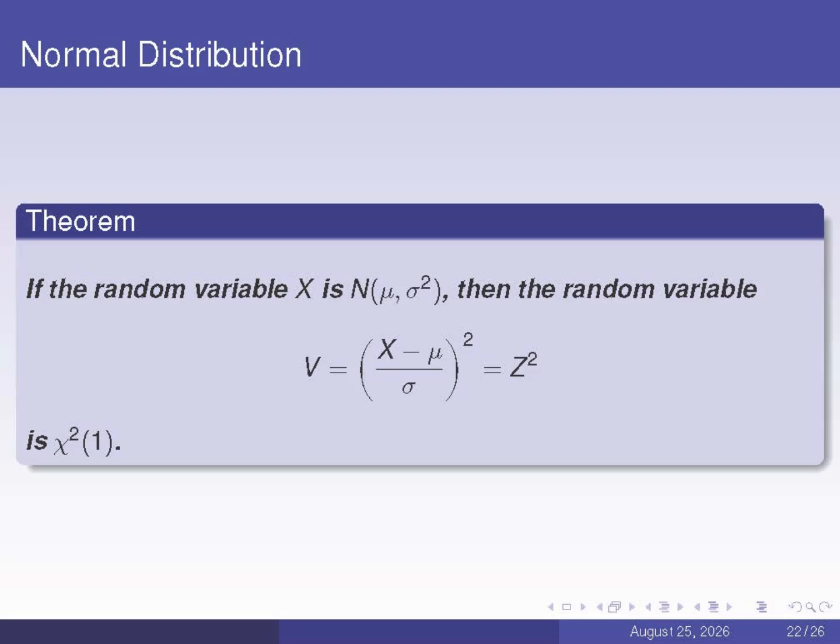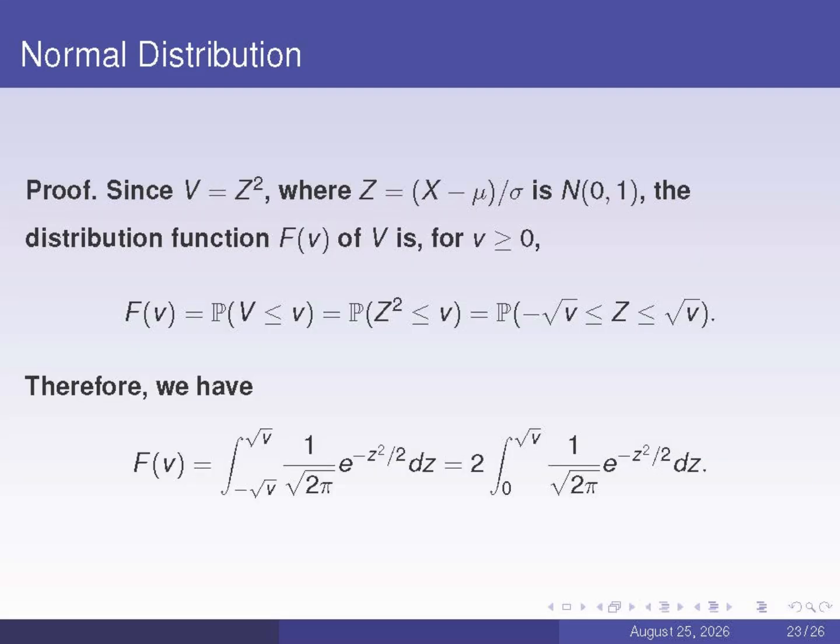The proof is as follows. The first line shows that v equals z squared, where z is N(0, 1). First, we consider the distribution function of v, as displayed in line 3. The first equality is by the definition of the distribution function. The second equality follows from the definition of v. The third equality simply solves for z.